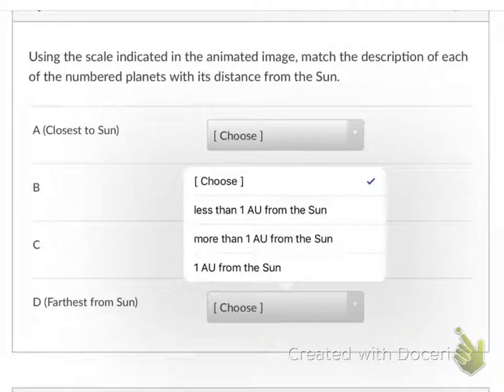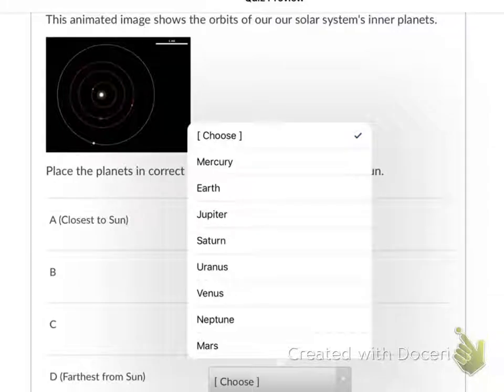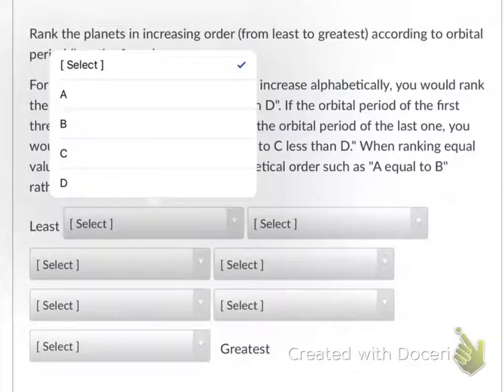In question number 2, it asks you to match the distance of each planet, A, B, C, and D, from the Sun. And notice that there is a scale provided to you in the animated graphics, so that should help you in choosing the proper distance of each of these planets.